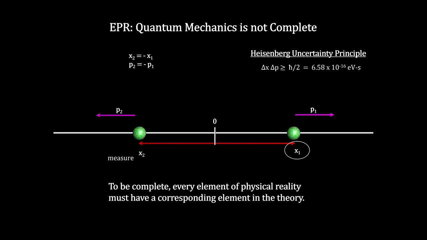But in quantum mechanics, given that these two particles are under a single wave function, measuring x2 impacts x1 in such a way as to make it impossible to measure p1. From Einstein's point of view, this was spooky action at a distance and made quantum mechanics incomplete.